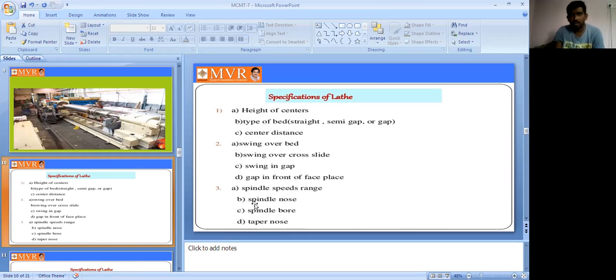The third specification is the spindle. Spindle speed range is the third specification. Under this we can see spindle speed, speed range, spindle nose, spindle bore, and taper nose. These are the third specifications, which you can see on the spindle. The first is height of centers, the second is swing over bed, and the third is spindle speed, spindle nose, spindle bore, and taper nose.